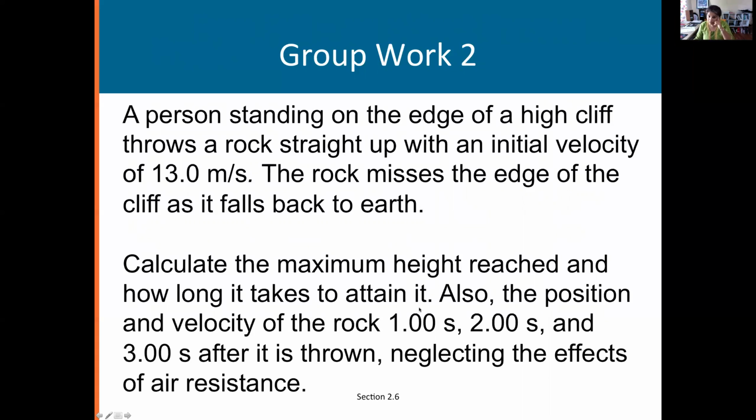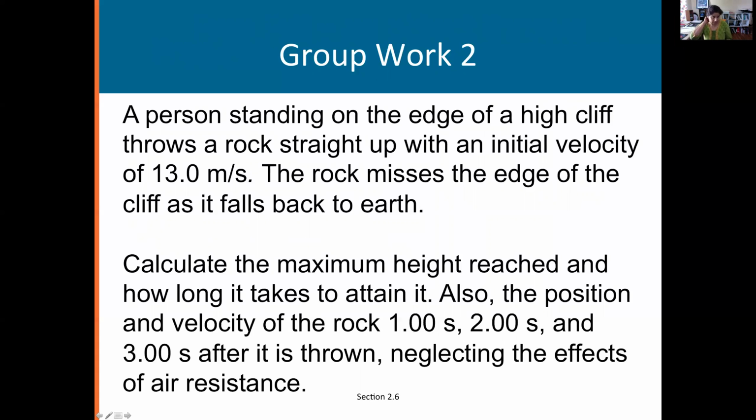Okay, so we already know something about the maximum height. Think about what that was. That was that the velocity is going to be zero at the maximum height. Yeah? And we need to find the time corresponding to when the velocity is zero. Okay. We also want to find the position and velocity of the rock at 1, 2, and 3 seconds after it's thrown, neglecting the effects of air resistance.